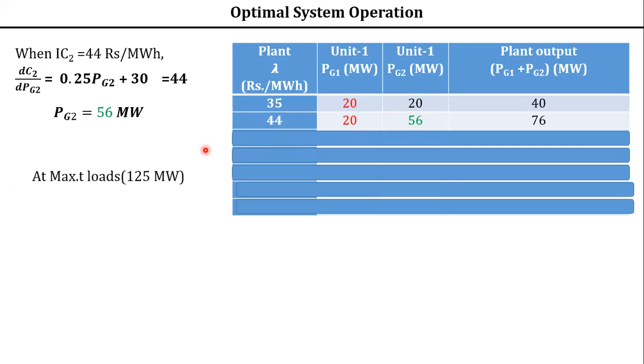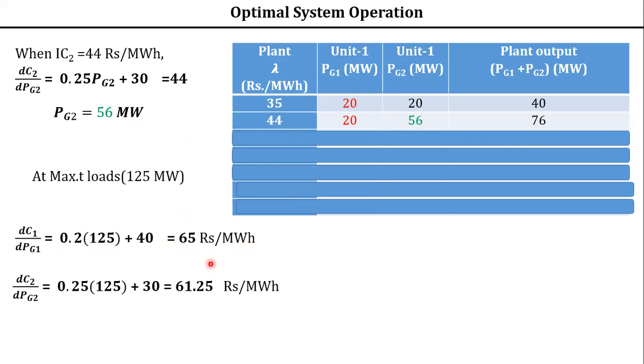Before moving on to the intermediate values, let me take the maximum load. What is the maximum load? The maximum load given is 125 megawatt. At 125 megawatt, what is IC1 and what is IC2? Let us calculate it here. In the equation given in the problem, substitute 125. We get lambda 1 as 65 rupees per megawatt hour. Then what is lambda 2? Lambda 2 is 61.25.